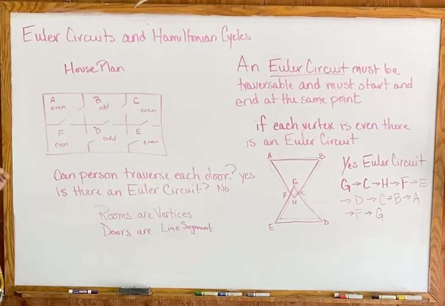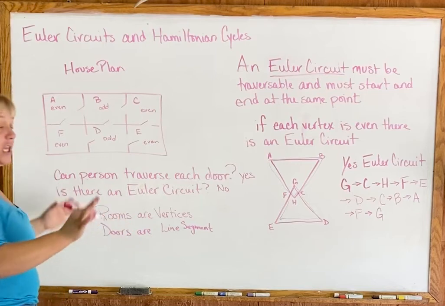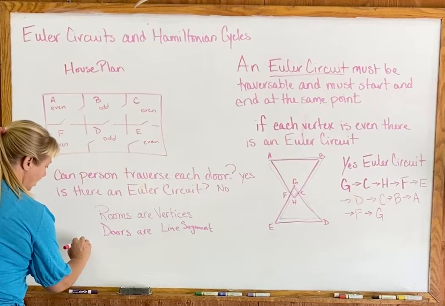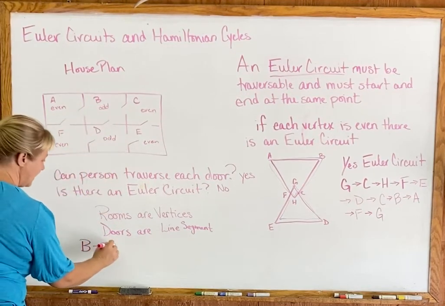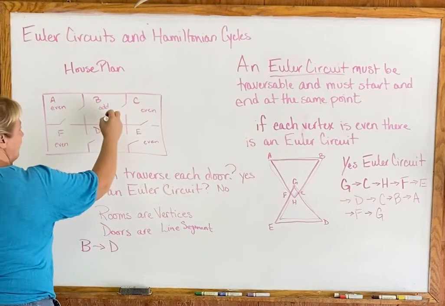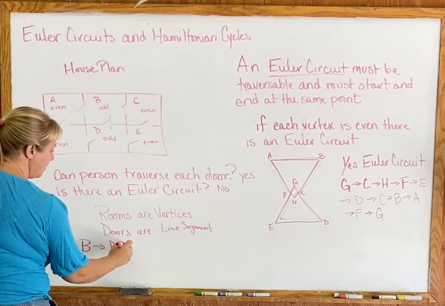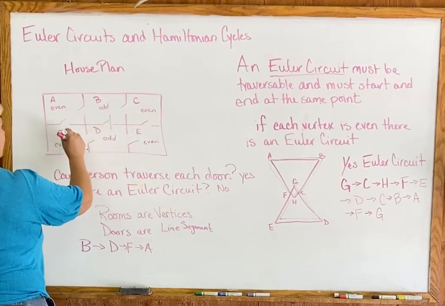Which means if we want to show a path, we're going to have to start in one of the odd rooms, and then where are we going to end up after we go through all the doors? We're going to end up in the other odd room. Again, you might choose to do this differently than I do. Let's say I decided to start with B. We start in B, and then I immediately go down to D. Then I'm going to go over to F and up to A.